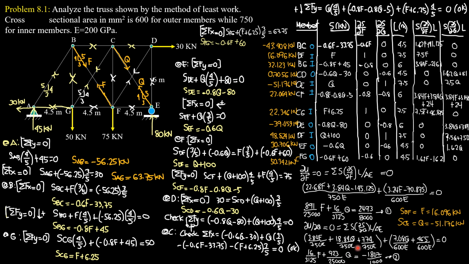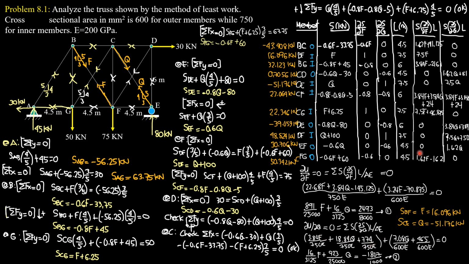Then for the constants for inner members, we have 24 and 750. So 24 plus 750 is 774 divided by area of inner member 750 divided by E. So that's for the inner.